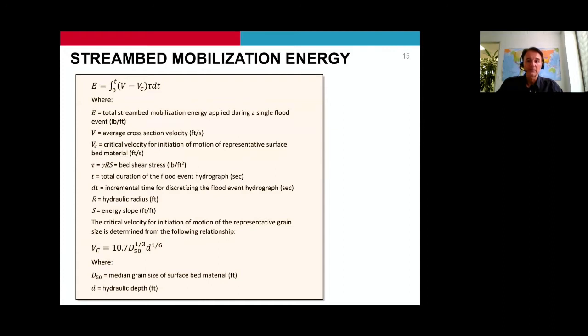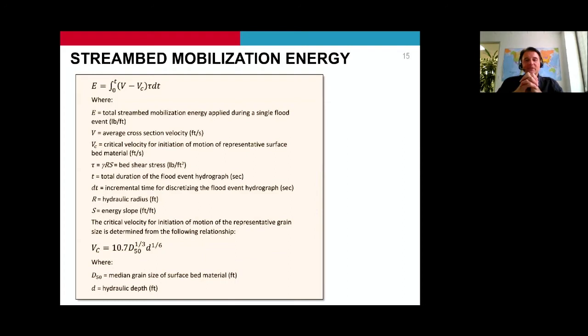So to incorporate the effects of both magnitude and duration, the potential for fluvial processes to contribute to streambed erosion along the Truckee River study reach was quantified using the total streambed mobilization energy exerted by a single flood event. This energy, E, is defined as the integrated product of the excess stream power above the velocity threshold for the bed particle movement, exerted on the streambed and the incremental time over which it is applied. Of course, I don't expect you to remember all this, but just pretend for the moment that you enjoy integrals as much as I do.